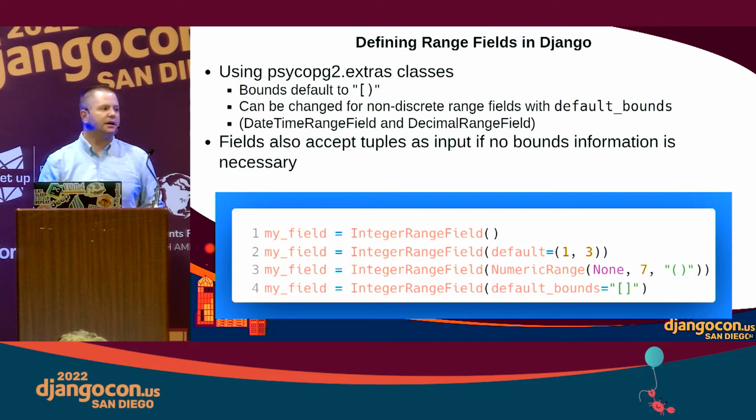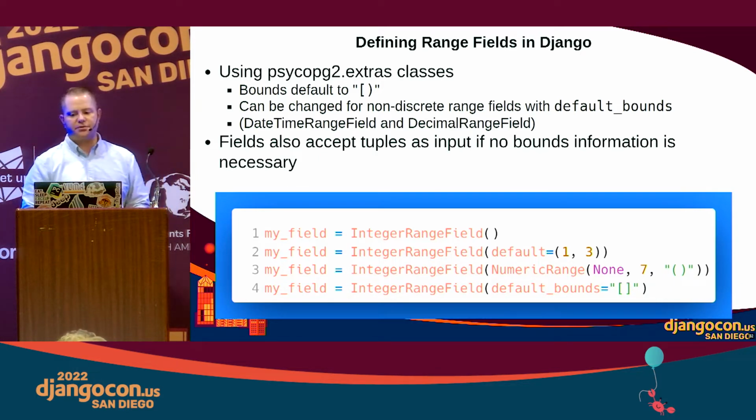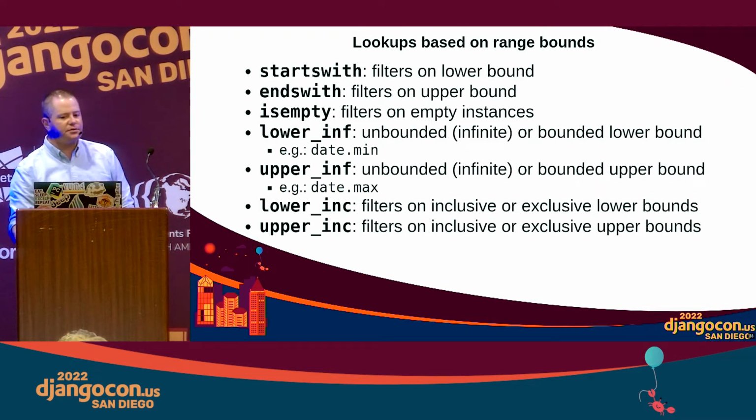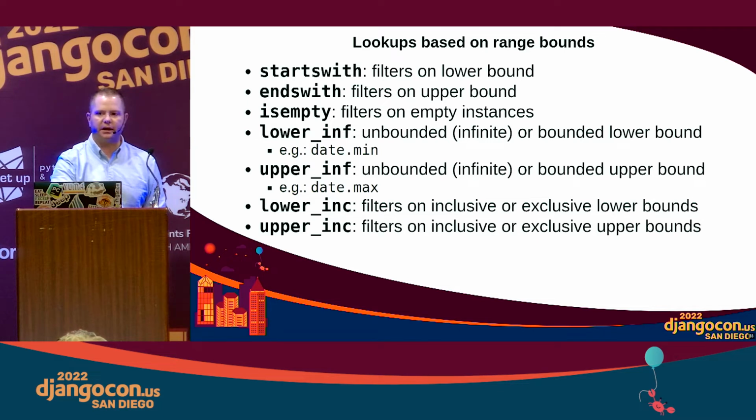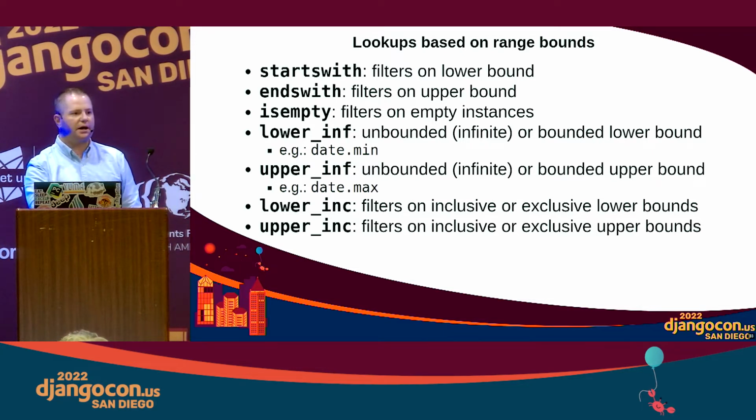So again, I mentioned that Postgres by default uses an inclusive lower and exclusive upper, but you can specify these. It gets a little weird, and it's something I'm not going to go into depth here, because you kind of got to wrap your brain around when it's appropriate to do so. And then there's some lookups that Django provides that are based on the range bounds themselves. The most useful ones that I use all the time are the starts with and ends with. These let you query on the lower and upper portions of a range.